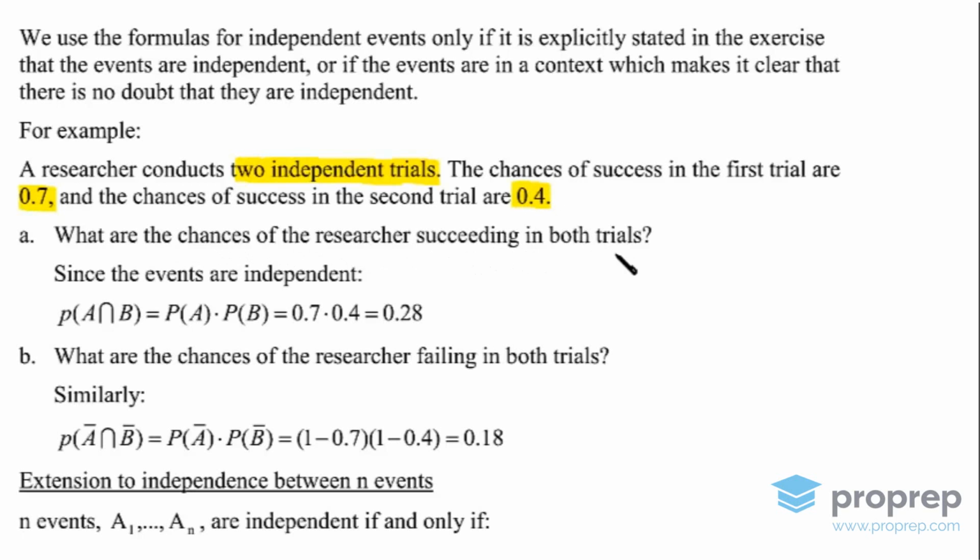Well, since the events are independent, we're looking at the probability of getting success in A and getting success in B. Again, since they're independent, we can use the formula for independence, and that's the multiplication of the success of the two trials.